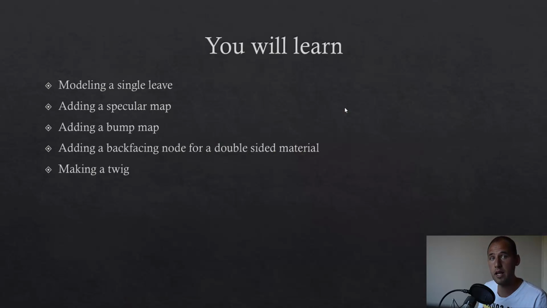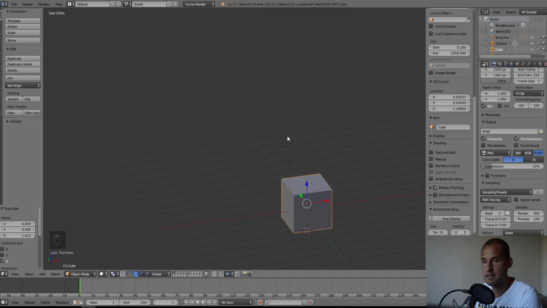Before we start, I'd like to show you what you're going to learn in this tutorial. We start with modeling a leaf, and then we add a specular and a bump map for that rough look and a little bit of shiny reflection on the leaf. Then we add the back-facing node. It's stored in the geometry, and that allows us to combine these two textures. I'll also show you how I create that twig, but that's not the main target in this tutorial. It's just the end product. So that's it. Let's go to Blender and get started.